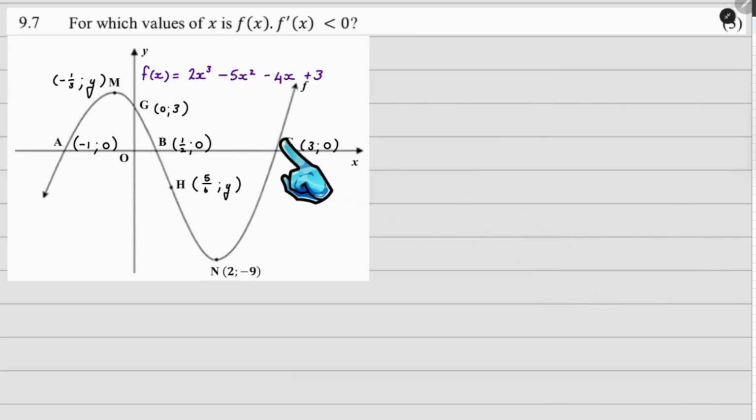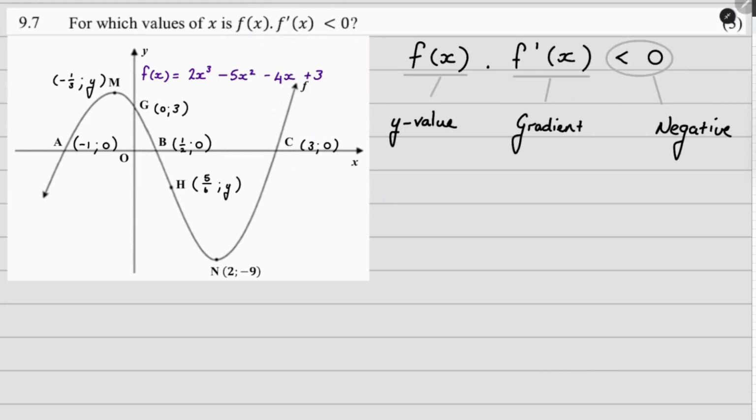Okay, and then 9.7 is a rather tough one. I'm not going to lie, it's a difficult question. So I'm going to grab this and analyze it quickly. What it's saying is this is the y value of the graph. f dash x is the gradient. You've heard me say it about 10 times now. And less than 0 is a fancy way of saying negative. So when I multiply the y value by the gradient, I want a negative number.